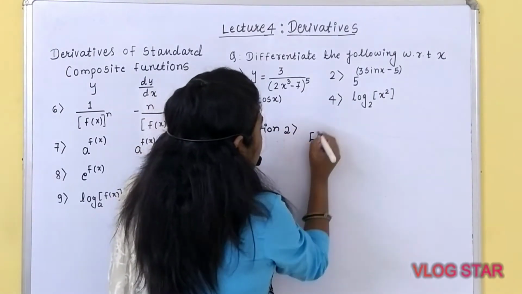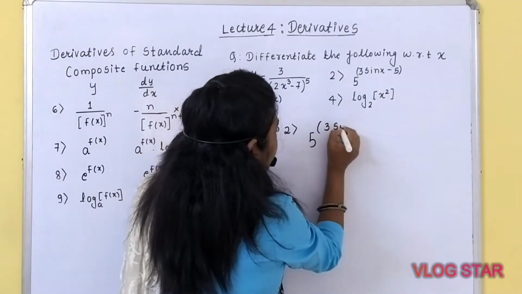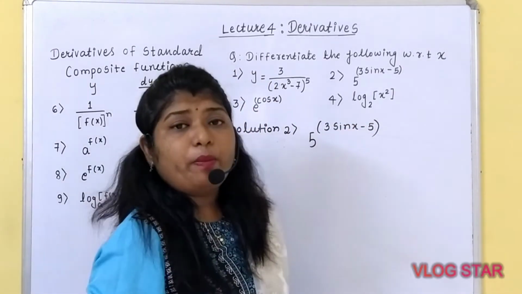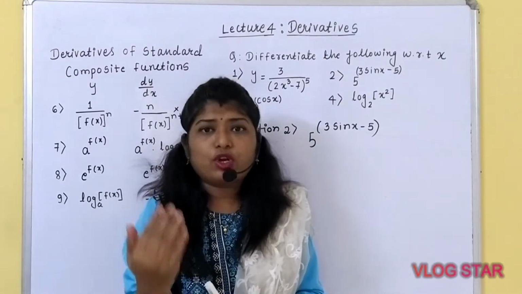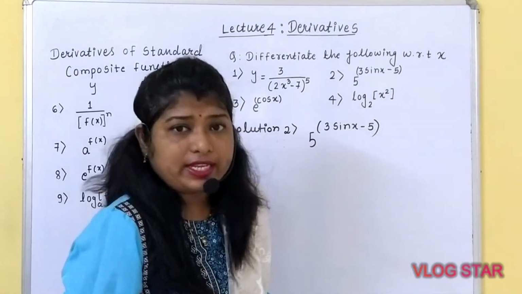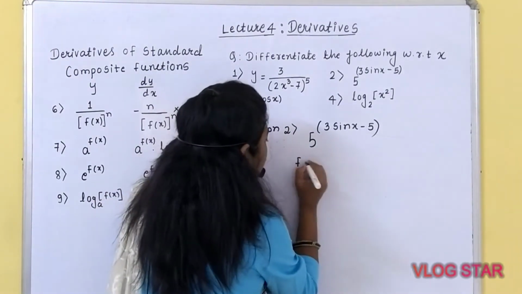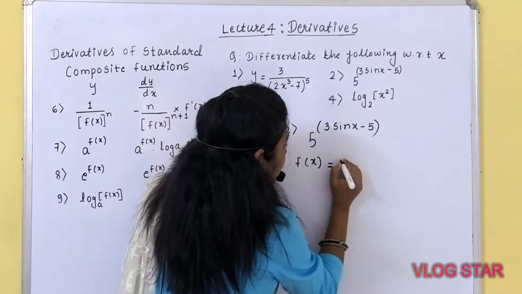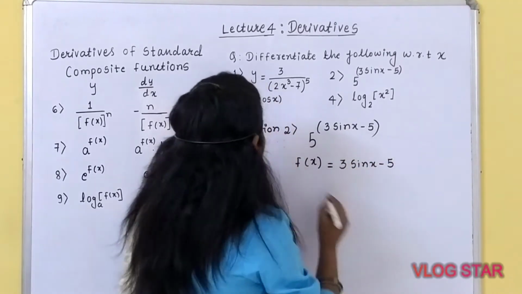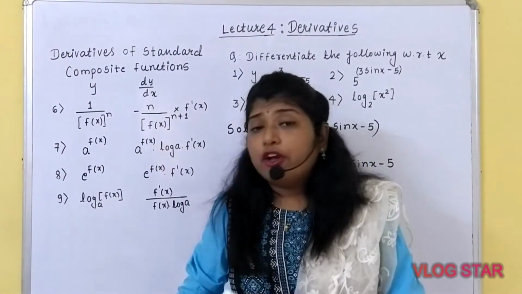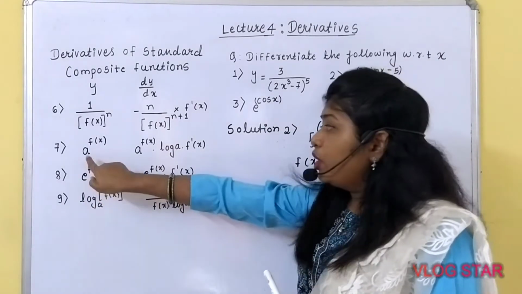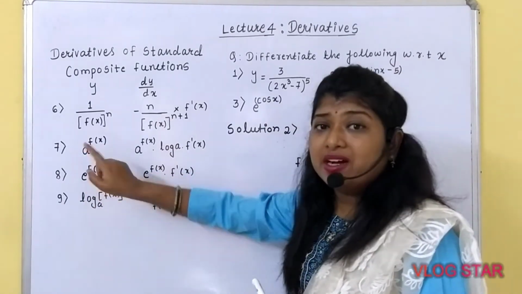Solution 2. So as I told you, whenever you are going to solve a problem based on derivatives of a composite function, you have to identify what is f of x. So in this particular question, f of x is equal to 3 sin x minus 5. So out of the given results, which result are you going to apply? If you compare with the standard result, you have to apply result number 7.